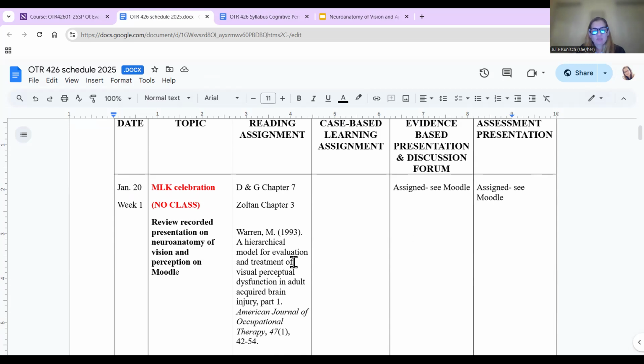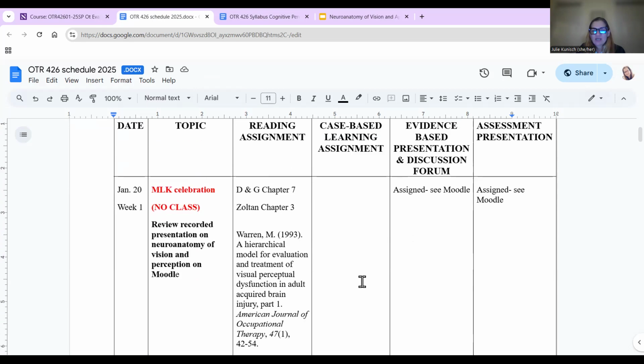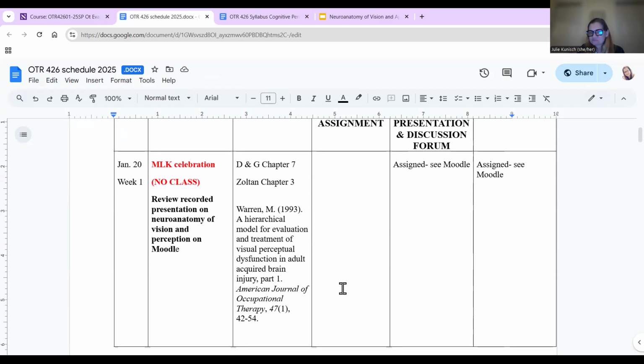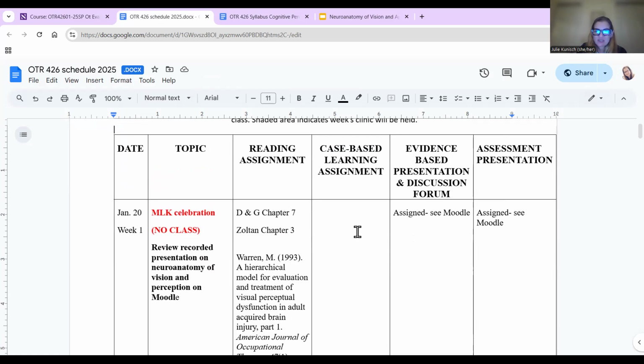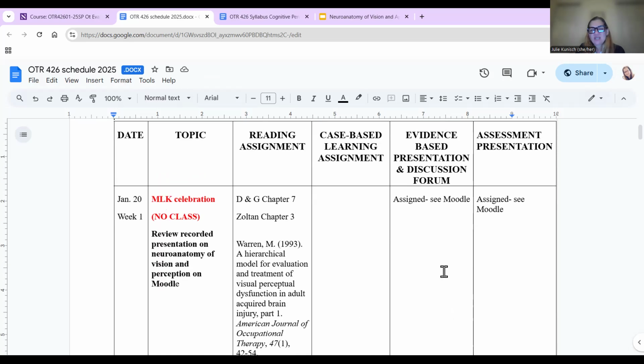Here's the reading assignments. These are posted on Moodle. If there is something going on for the case study, whether I'm assigning you the case study that week or the case study is due that week, that will be listed in this column here. If there is an evidence-based presentation or discussion forum, that will be listed here. And then if there are going to be assessment presentations, that'll be listed here.